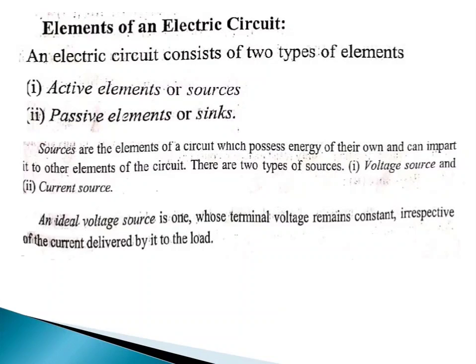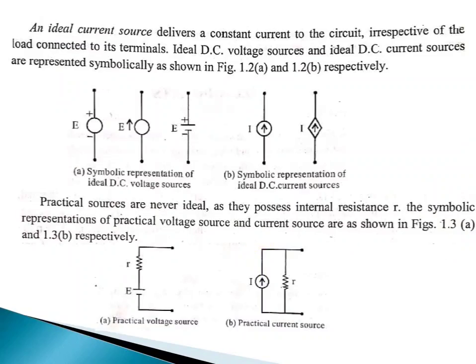An ideal voltage source is one where the terminal voltage always remains constant, irrespective of the current delivered to the load. Let us talk about the symbolic representation of the voltage source. This is the symbol of the ideal DC voltage source, with positive and negative terminals, and you can see the arrowhead also here, or you can represent the voltage source like this. The current source can be represented to show the direction in which the current is flowing.